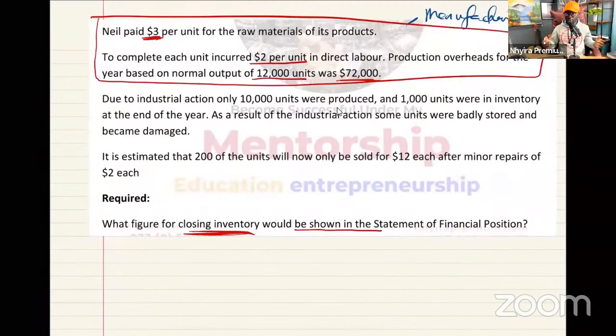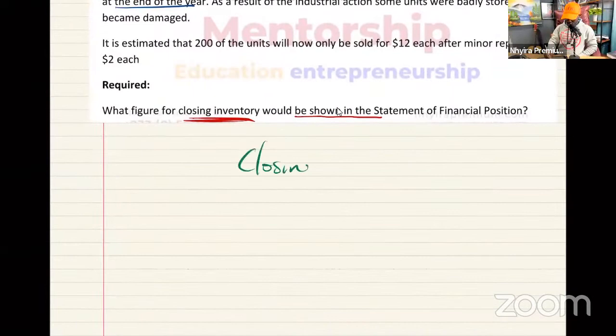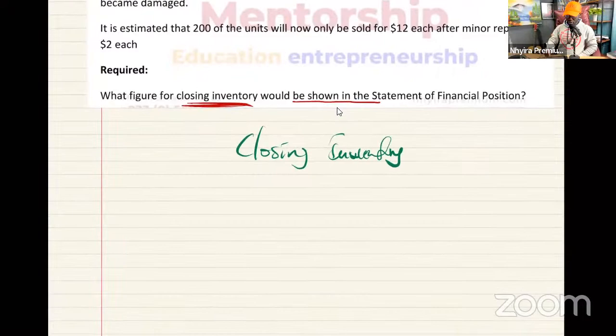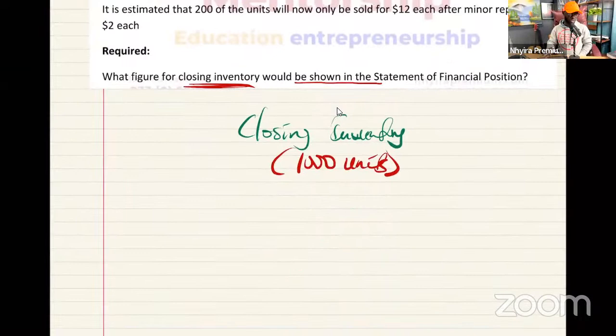Then let's go to the second paragraph. Due to industrial action, only 10,000 units were produced and 1,000 were in inventory at the end of the year. Stay with me carefully. They produced 10,000 and 1,000 is in inventory. So the closing inventory we are trying to value here is the 1,000 units. That's our focus. So why did the examiner give you 10,000? He's telling you a story. You follow the story.